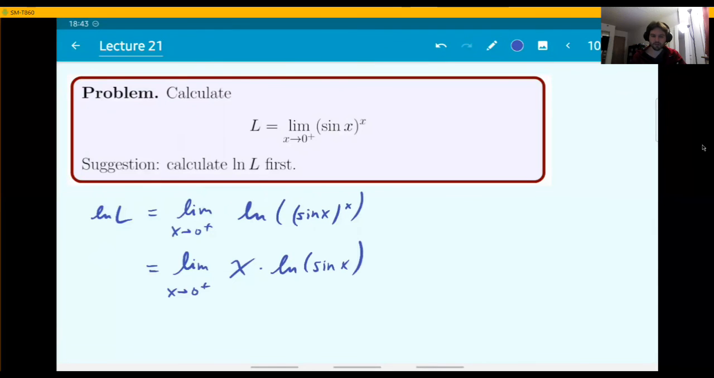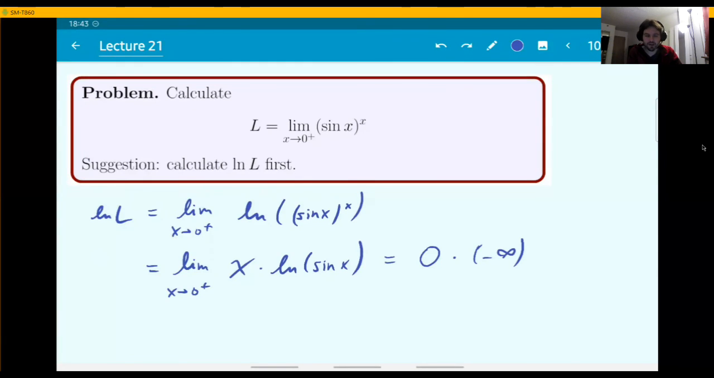Okay, now we check. What kind of limit is this? x is going to 0. So this x is a 0, and then times sine x goes to 0. And then ln of 0, what is that? Well, that's minus infinity. As x approaches 0 from the right, which is the case here, ln x is going to minus infinity. So once again, we have a limit of the type 0 times infinity.